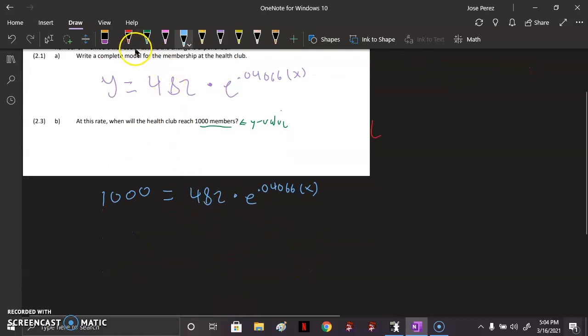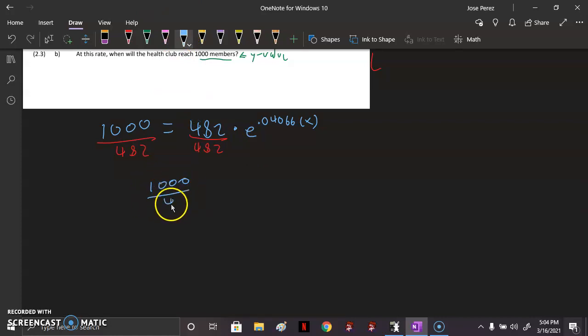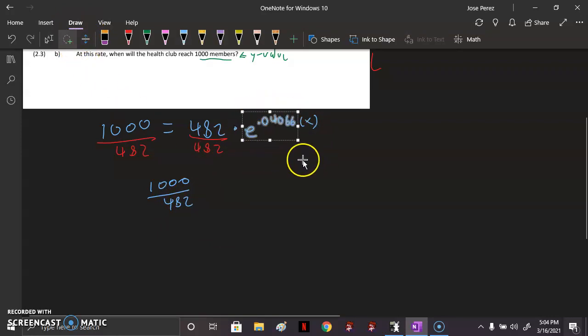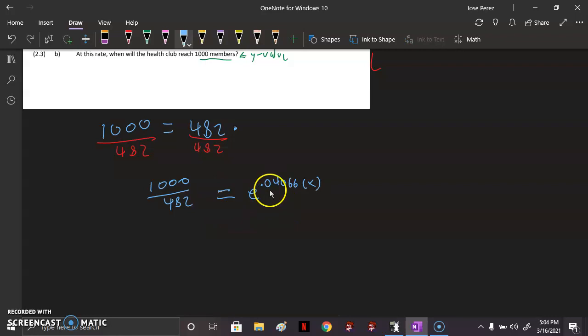And I feel like you know what to do. So we can just divide by 482, 482 divided by 482. And let's move down. We get 1,000 over 482. And I'm going to copy this because it's really easy. The power of the internet. And it's equal to e to the 0.04066x. So as we did for the before one, we try to solve for x.